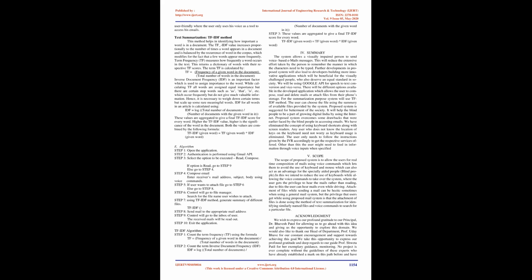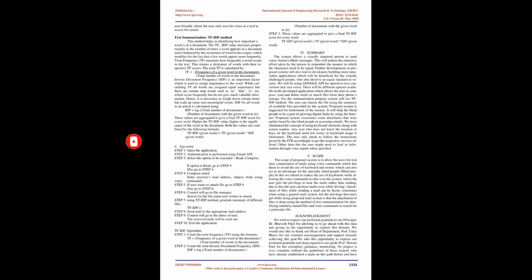Text summarization, TFIDF method. This method helps in identifying how important a word is in a document. The TF-IDF value increases proportionally to the number of times a word appears in a document and is balanced by the recurrence of the word in the corpus, which adjusts for the fact that a few words appear more frequently. Term frequency, TF, measures how frequently a word occurs in the text. This returns a dictionary of words with their respective TF scores.